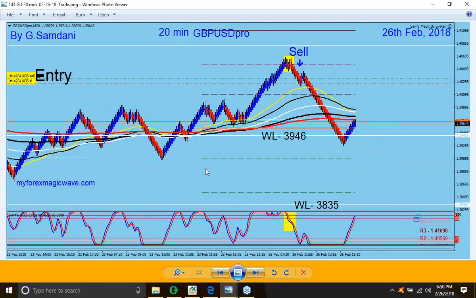So my analysis and this magic IB system, you notice that everything was going up, blue candles, and all of a sudden from the levels they start turning red, and that's where you make entry.